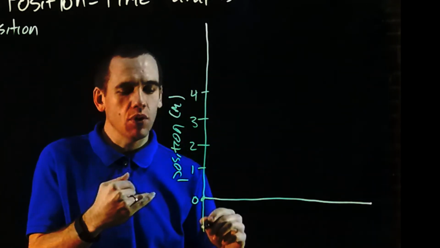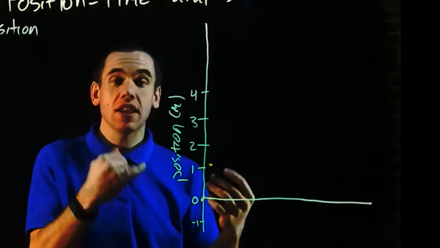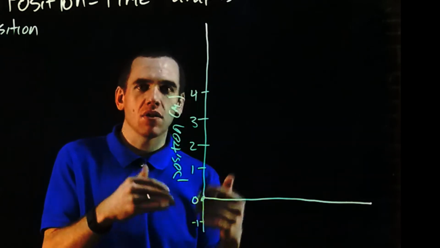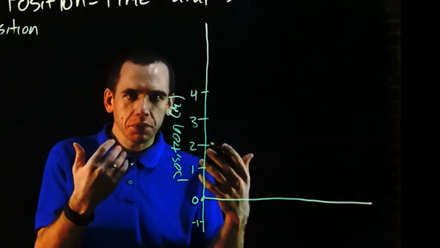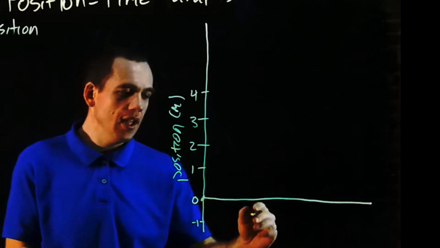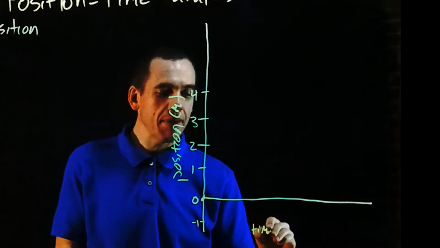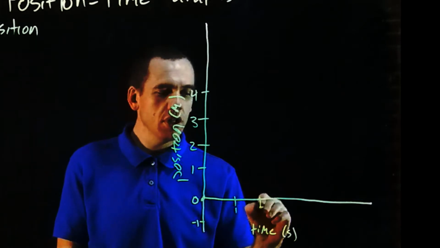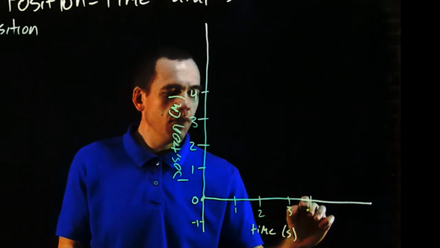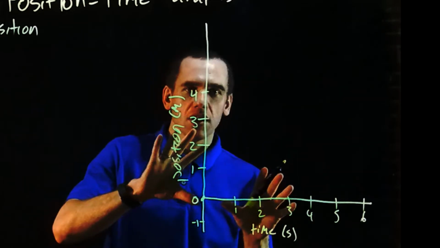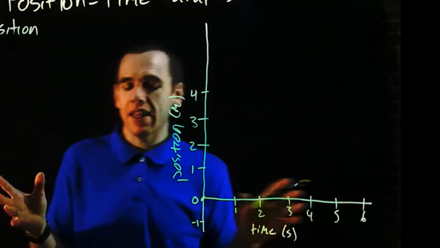It is possible to go negative and have a negative position. That would be behind the reference point, but we generally set up our reference point so that the motion that we're interested in is in front of that reference point. And then, of course, down here we have our time axis. Time will be measured in seconds, and so same thing, we have 1, 2, 3, 4, 5, 6 seconds. So we have our position time graph, and then we're going to populate that with data.